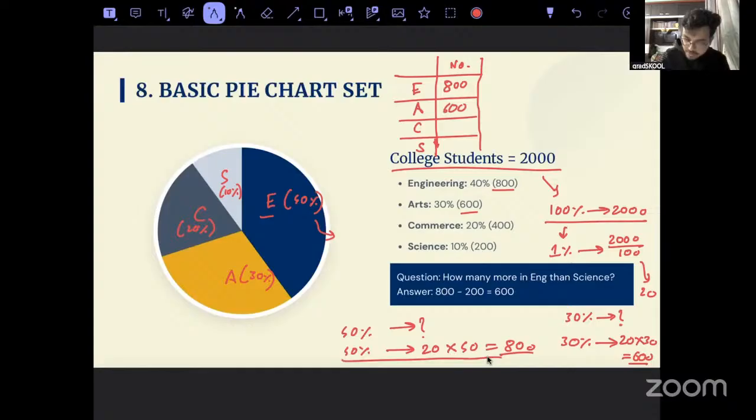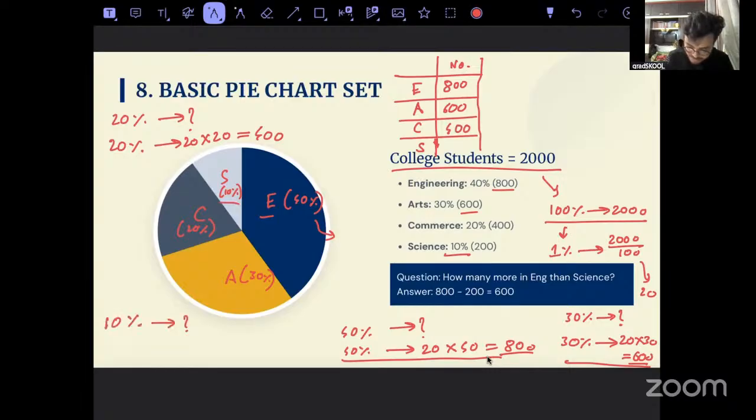Now next is commerce. Commerce is 20%. 20% is how much? So 20% becomes 20 into 20, which is 400. This is 400. Now for science, how much we had? 10%. 10% is how much? So 10% becomes 20 into 10, which is 200.